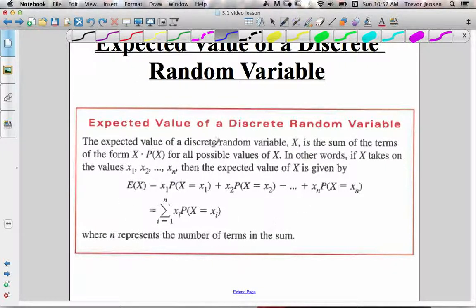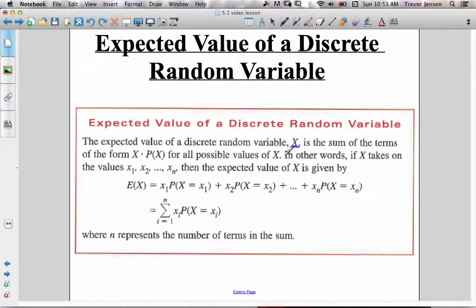So this formula looks fairly complicated, but basically all it is saying is the expected value of a discrete random variable, x, is the sum of the terms of the form x times p(x). So we're just going to focus on that. If we want the expected value of a discrete random variable x, we just need to do the sum of each of the values x could take on times the probability associated with each of those values. The sum of x times the probability of x. So let's see what that looks like.